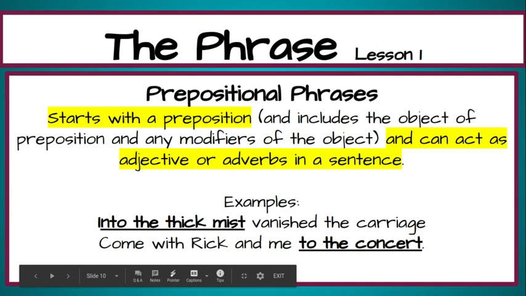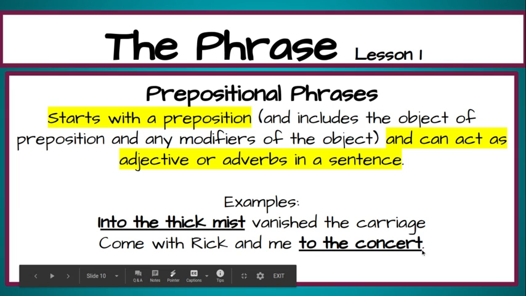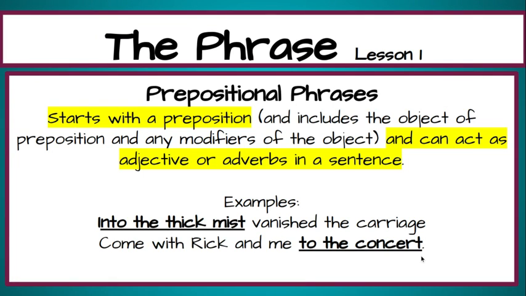Let's take a look at our second example. Come with Rick and me to the concert. Again, we have the preposition to. That is something an airplane can do to a cloud. It can go to a cloud or toward a cloud. And then we have it ending at concert, and it ends there because that's where the punctuation mark is. That's the end of the sentence. So these are both examples of prepositional phrases because they start with a preposition. They do not include a subject. They do not include a verb, but they do act like adjectives or adverbs.